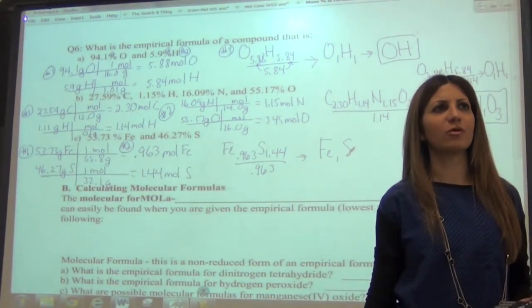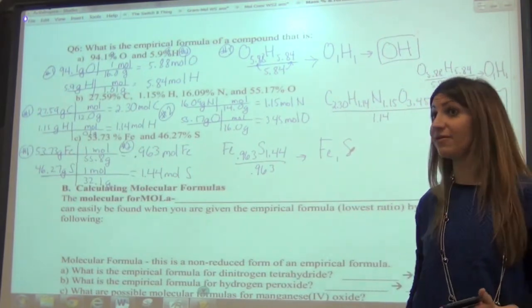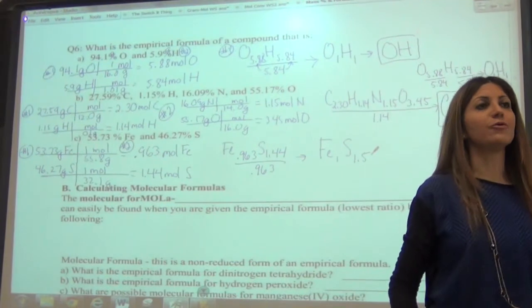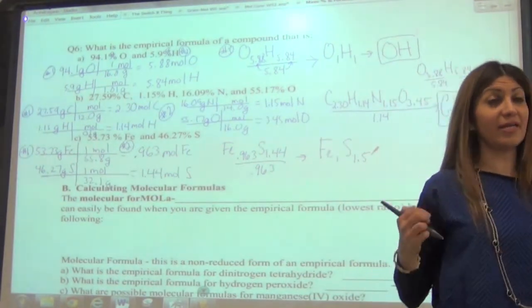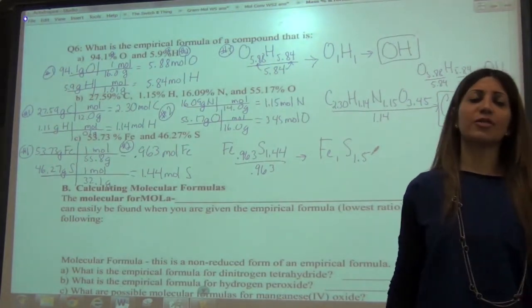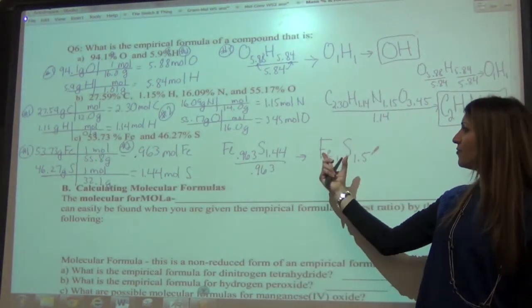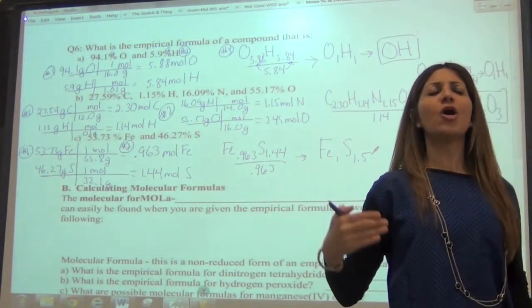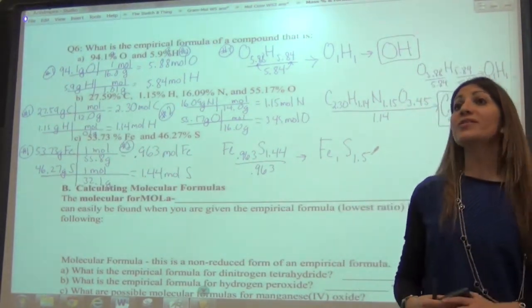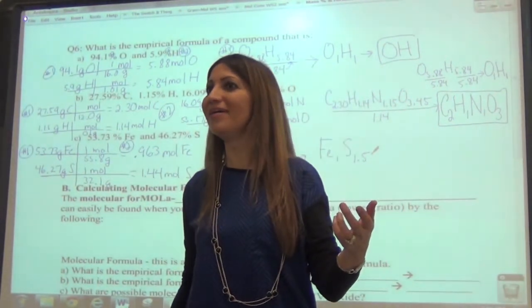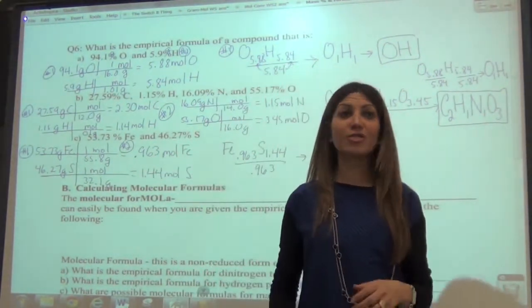What is that really close to? 1.5. That is not close to 2 or 1. You do not over-round that. That is 1.5, okay? But we need whole numbers. And so the question is, if there's one of these for every 1.5 of these, how can we make it the lowest whole number ratio? What's the easiest way to make a half into a whole number? Double it, multiply it by 2, okay?